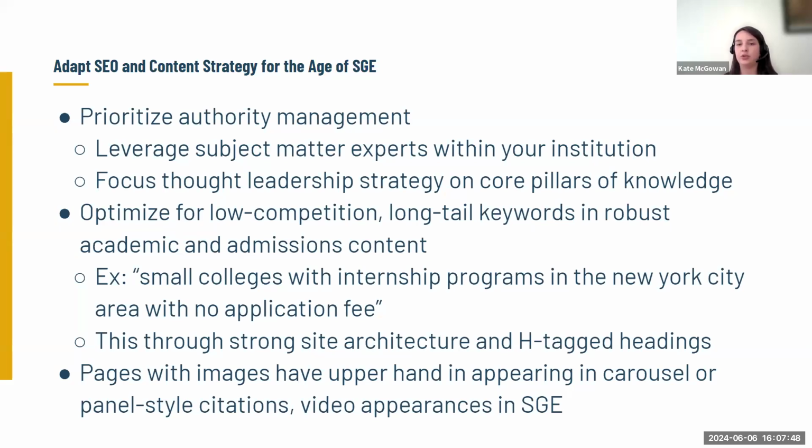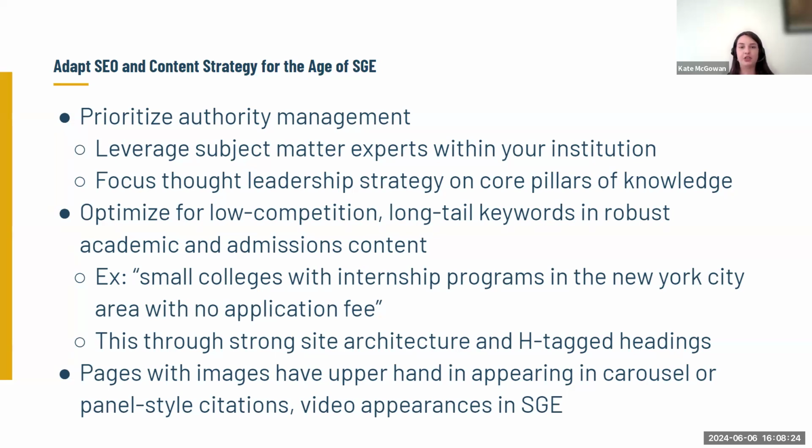An example of a long tail keyword that will be able to have more prevalence and be more able to find an answer in search is something as complex as small colleges with internship programs in the New York City area with no application fee. So for those long tail, very involved keywords, you're going to want to look at what they indicate in terms of the information your users are searching to find on your website, but you are also ensuring that that information is discoverable through strong site architecture and by H tagging headings.